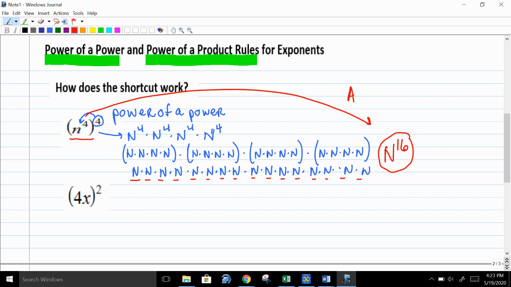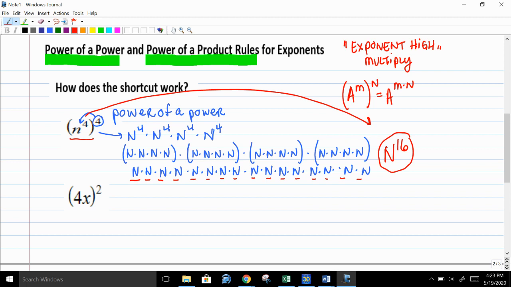So your power of a power is a to the m to the n is equal to a to the m times n. Okay, so we just multiply the exponents. Okay, I always think of it as exponent high, multiply. Okay, exponent high, multiply. If the exponent is a little bit higher than it normally would be, exponent high, multiply.